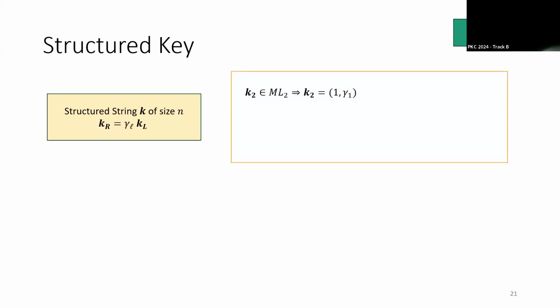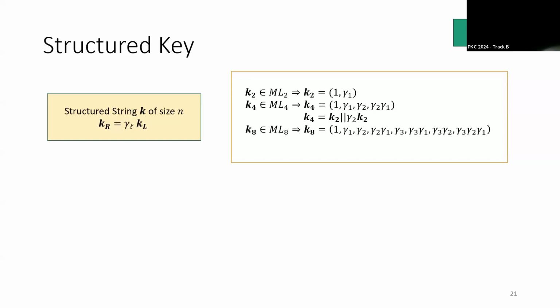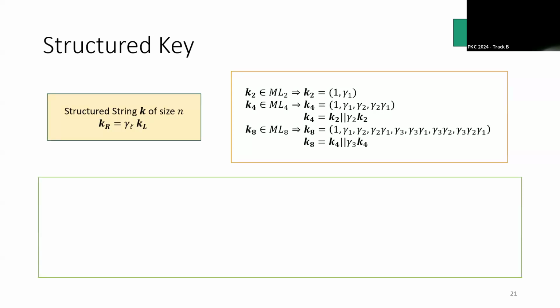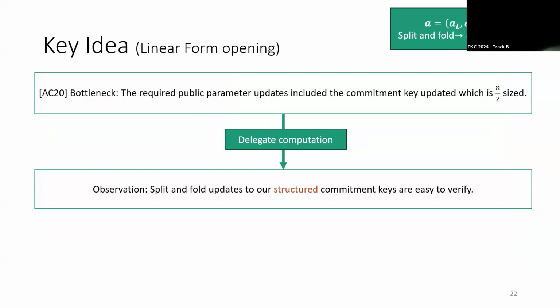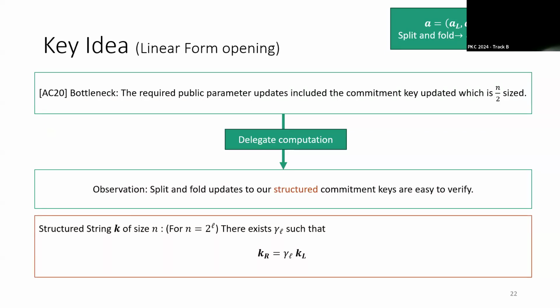Let's look at this structure where we say that the right half of the key is a constant multiple of the left half. So a key of length 2 would look like this, and a key of length 4 would look like this, where we just take the key of length 2 and add additional randomness to make it the right half of the key of length 4. Similarly, we do the same for getting the key of length 8. We go through this process, and this is how we get a multilinear key, and this is how it is defined. This is the key structure that we use for the structured commitment key. So we just need that the right half is a multiple of the left half.